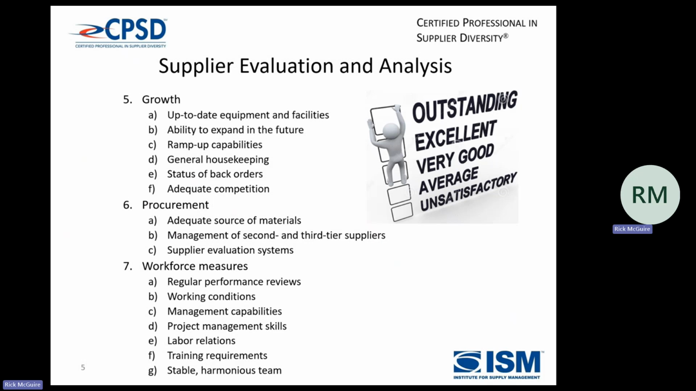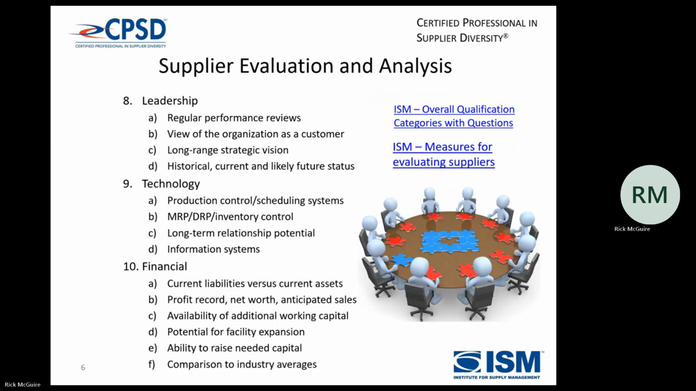Procurement: adequate source of materials, management of second and third tier suppliers, supplier evaluation systems, and some workforce measures, regular performance reviews, working conditions, management capabilities, maybe a Porter's Four Corners, project management skills, labor relations, training requirements, stable and harmonious team, leadership, regular performance reviews, view of organization as a customer, long-range strategic vision, historical, current, and likely future status.